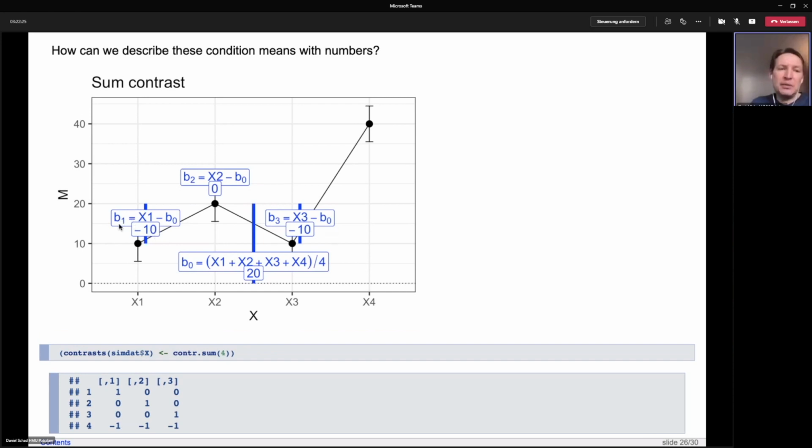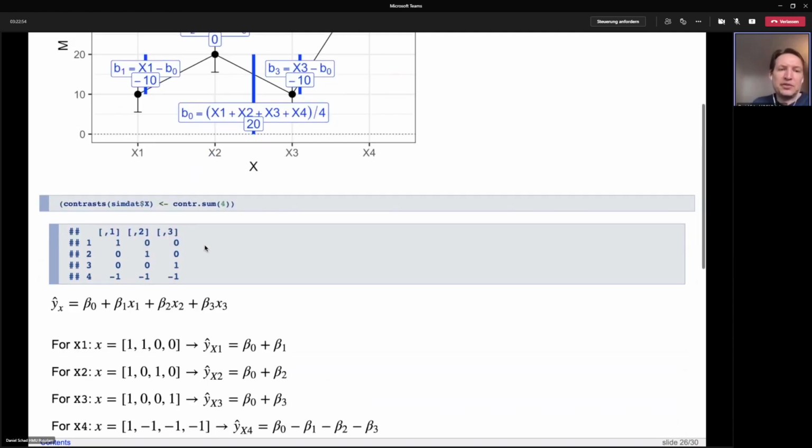So the slope B1 captures the difference between x1 and the grand mean, the intercept. B2 captures the difference between x2 and the intercept, and B3 captures the difference between x3 and the intercept. And x4 is not explicitly modeled. We will see how the model can still make predictions for x4.